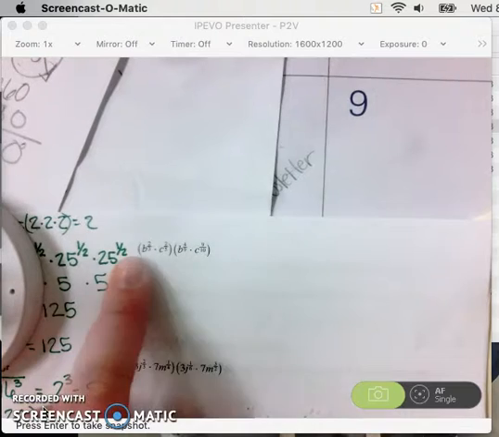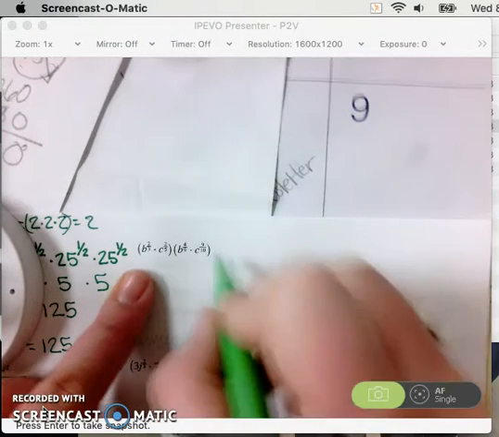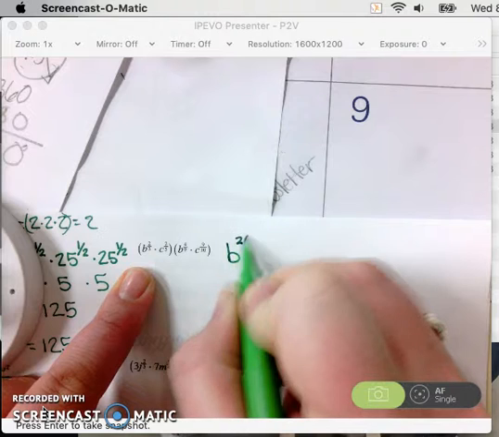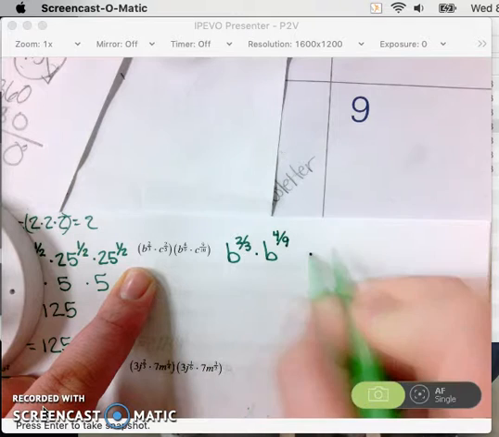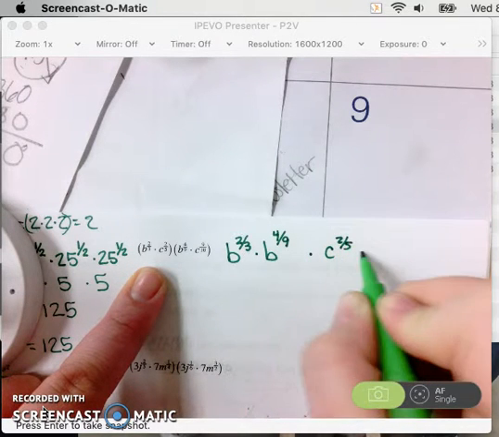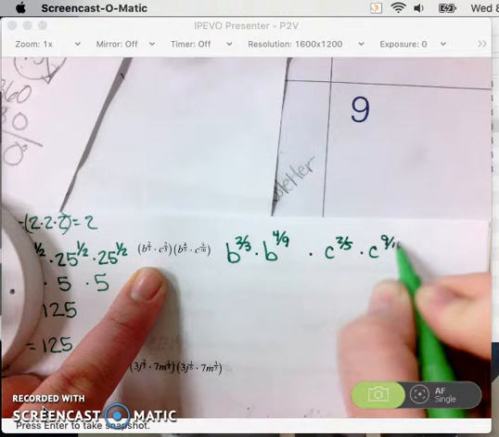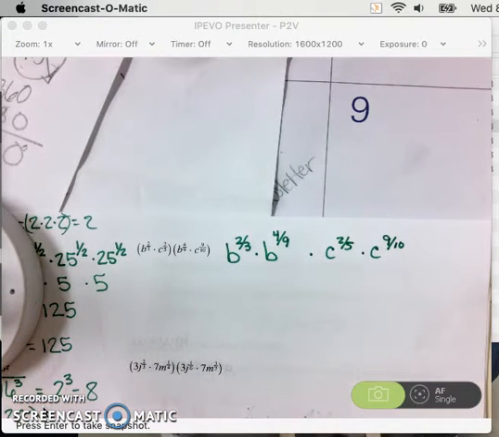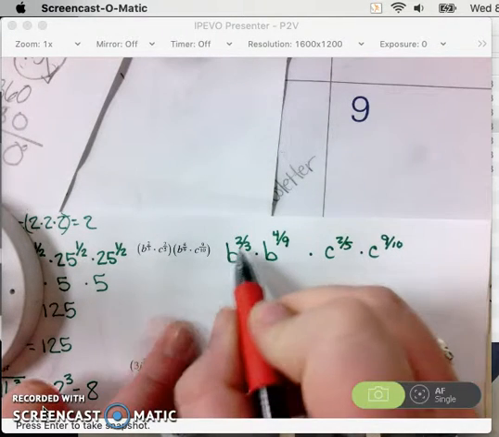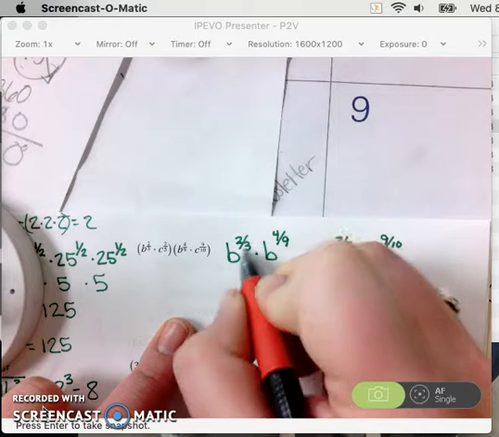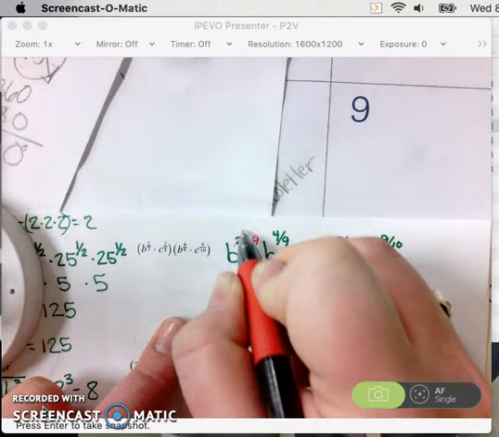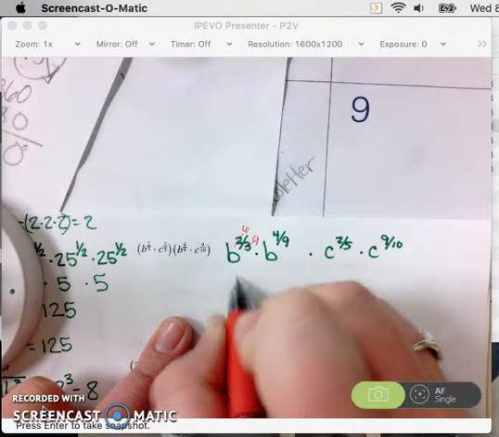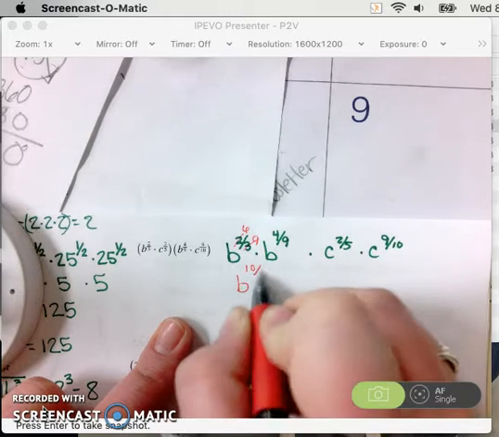Okay, again, I have all multiplication, so I can change my order. I can put my b's out first, times b to the 4/9 times c to the 2/5 times c to the 9/10. And I'm going to change pencils because this one is just too thick. Okay, so here I don't have like bases, so I'm going to change this so that it's a 9. Well, I multiplied it by 3, so I have to multiply this by 3 to get to 6. So now I have b to the 10/9 power.